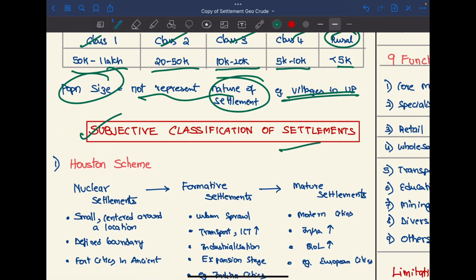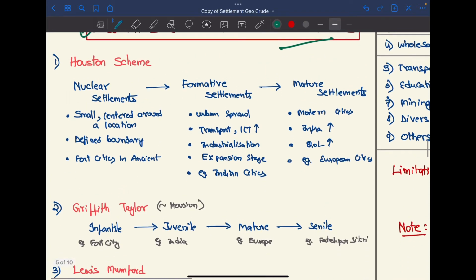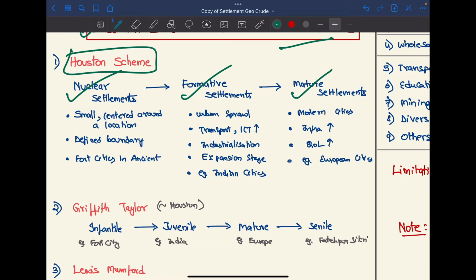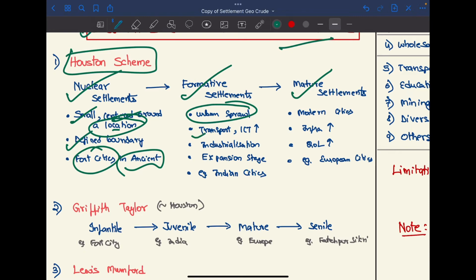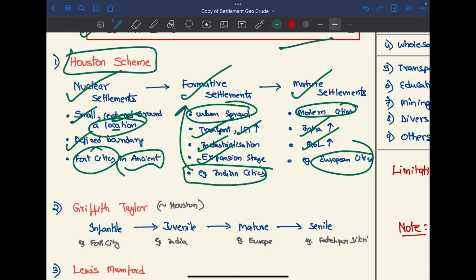Subjective classification of settlements. There are three schemes here. First one is the Houston scheme. He gave nuclear settlements, formative settlements, and mature settlements. Nuclear settlements are basically cities in ancient times with a defined boundary, small and centered around a small location. Next, we have the formative settlements. These are urban sprawls with improving transport and ICT, high industrialization. So these are an expansion stage. Most of the Indian cities are in this stage. Next, we have mature settlements. These are modern cities, for example, European cities with high infrastructure and high quality of life.